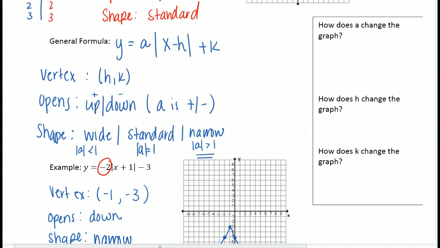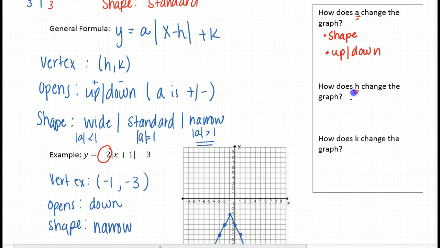So let's take a second to fill in this little table I made for us. How does a change the graph? Well, it changes the shape. And it tells us whether it is up or down. So that number in front of your absolute value sign gives you the information about the shape and its orientation. What about h? How does h change the graph? Well, it moves the vertex left and right. Remember, it's the x coordinate, so it's moving it left and right.